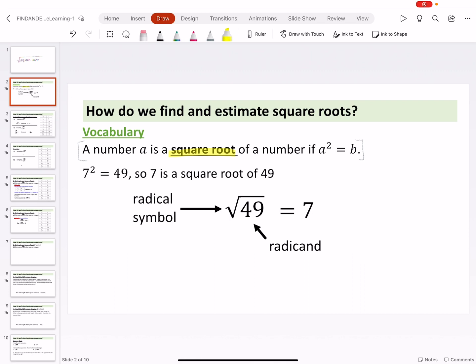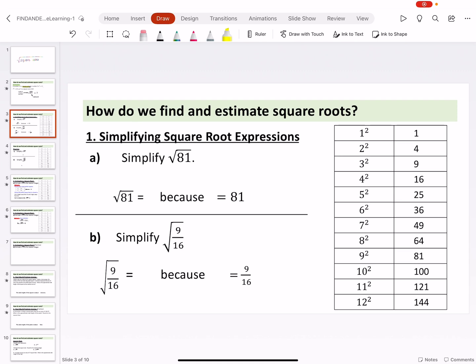Another thing I want you to write down from this slide is a radical symbol and a radicand, and then I want you to draw the visual representation showing what a radical symbol is, which is our square root, and what a radicand is. It is the number within our square root. So please write both of those down, and we'll move on to the next slide.